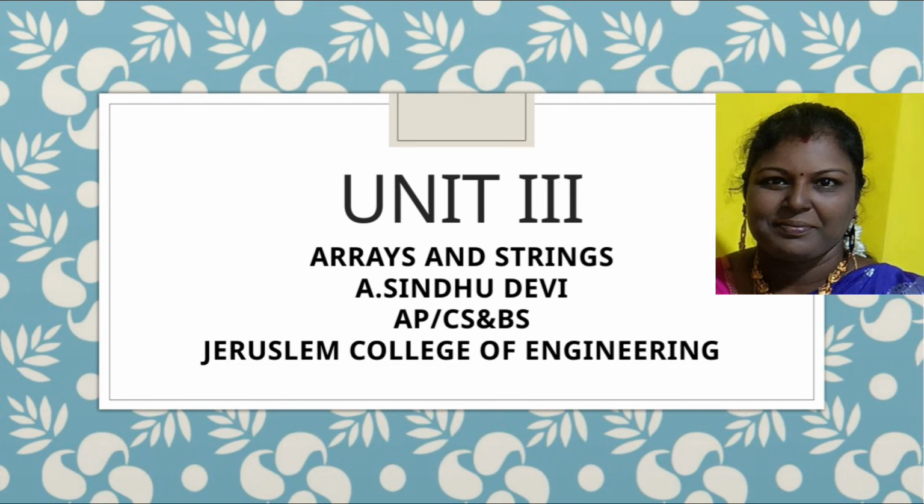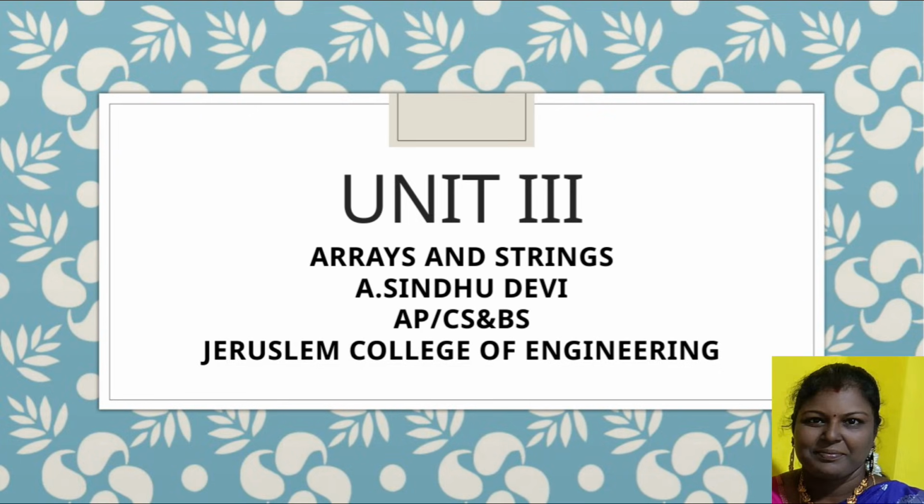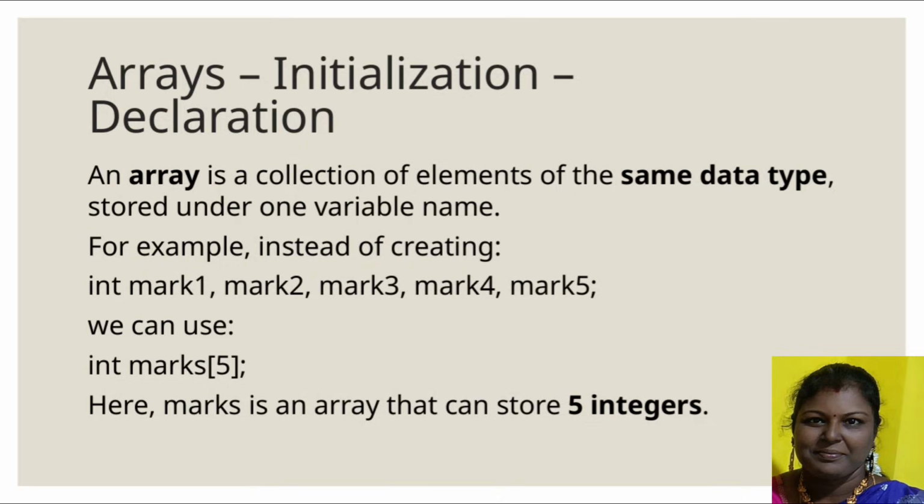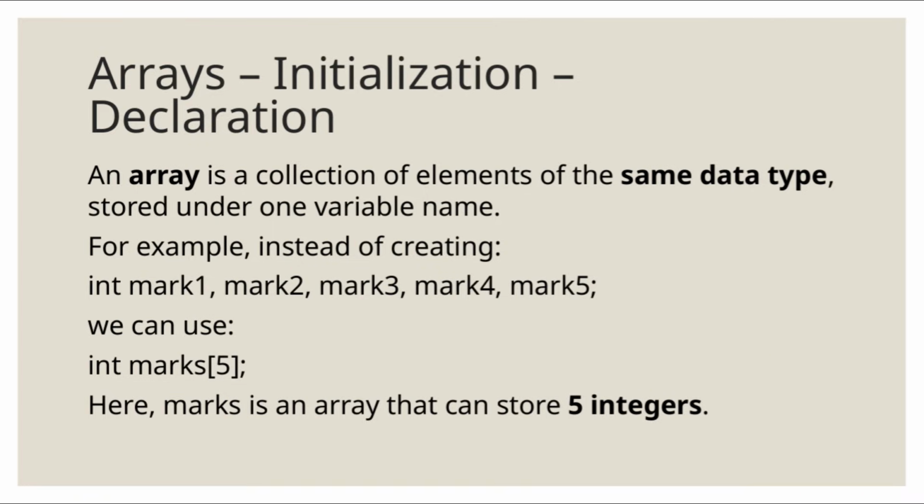Let's get started. Let's talk about arrays, a way to group multiple elements of the same type under a single variable name. Instead of declaring separate variables like mark1, mark2, and so on, we use an array. For example, int marks[5] creates a container named marks that can hold 5 integers. This makes managing related data simpler and more organized. Today, we'll explore how to declare and initialize these arrays effectively.